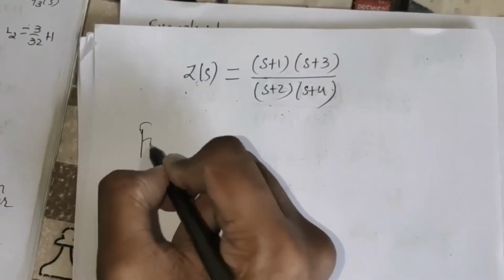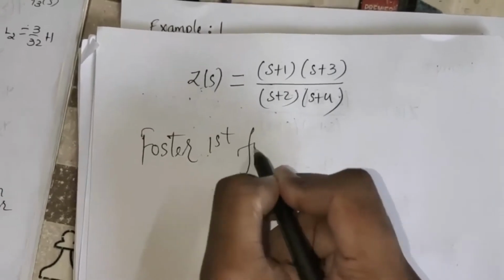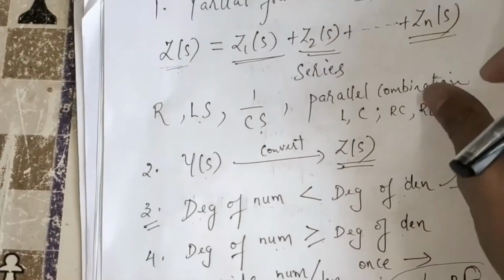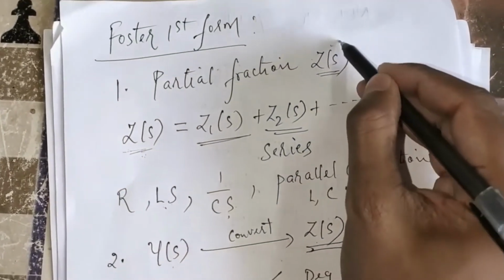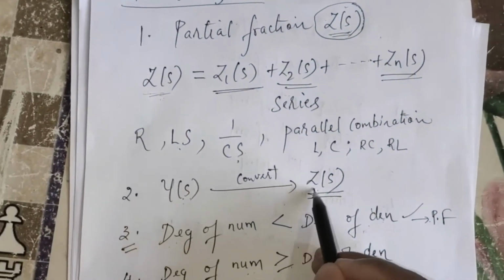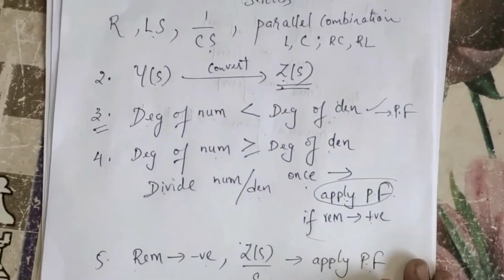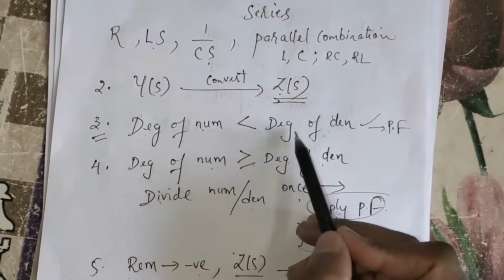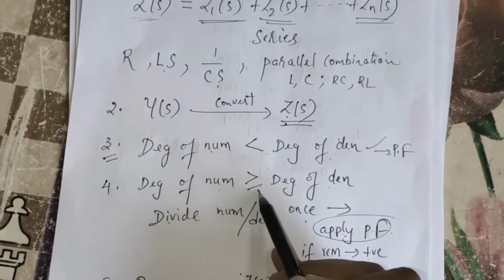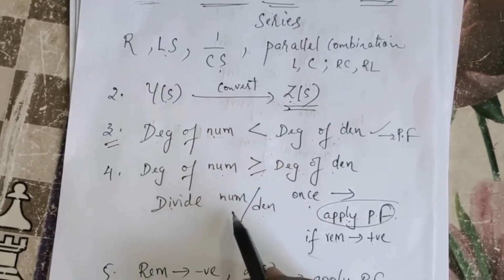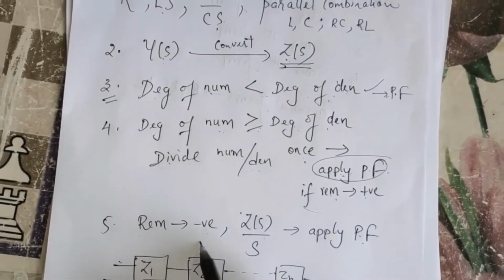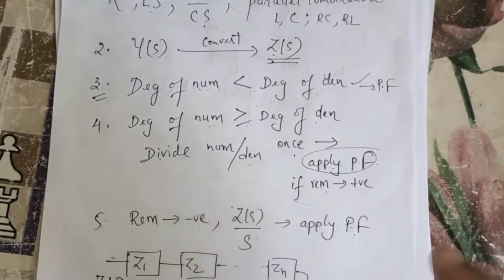The first method is Foster first form. The procedure is, as we know, that Foster first form should be applied only to an impedance function. If an admittance function is given, then we should convert it into an impedance function. First we should check whether the numerator degree is less than the denominator degree. If it is true, then we should apply partial fractions. If the numerator degree is greater than or equal to the denominator degree, then we should divide the numerator by the denominator once. If the remainder is positive, we have to apply partial fractions. If the remainder is negative, we should consider Z of s by s and then apply partial fractions.